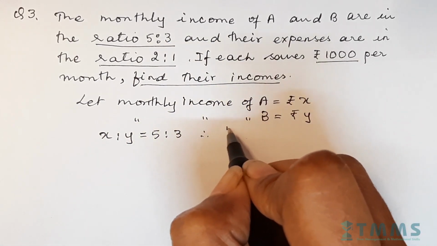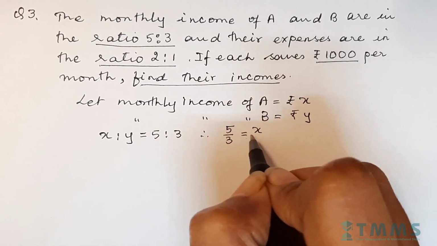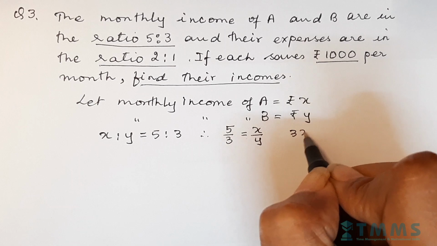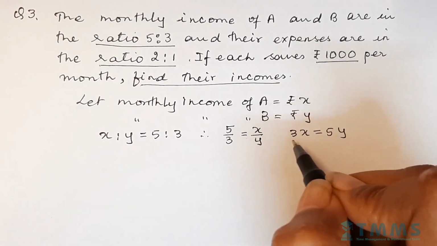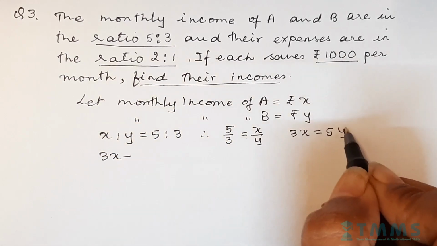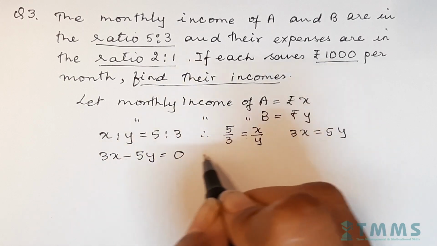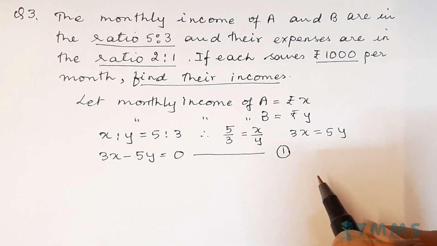Therefore, we will have 5/3 is equal to X upon Y. When you cross multiply, you will get 3X equal to 5Y. And that will give us our first equation: 3X, take this 5Y to the other side, and that is equal to 0, and that is our equation 1.